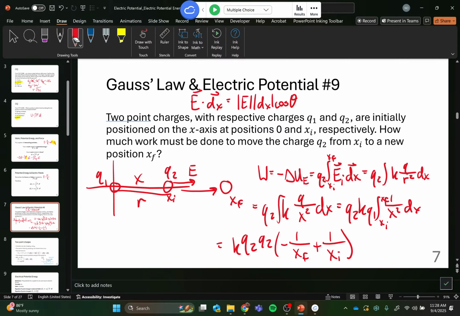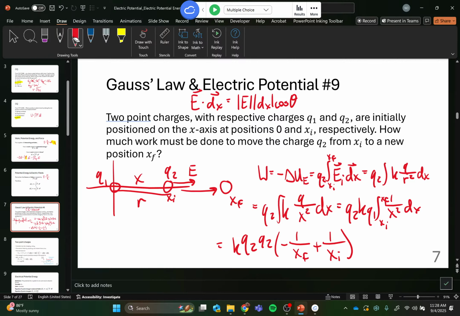xf is bigger than xi, so this is going to be a smaller number. This will be a bigger number. So the field will have done positive work. It will have added energy to the system. How do we know that? Look, I drew a direction of the electric field. If I assume these are both positive, this is going to push it and make it go faster. It gained energy. So they all kind of connect together.